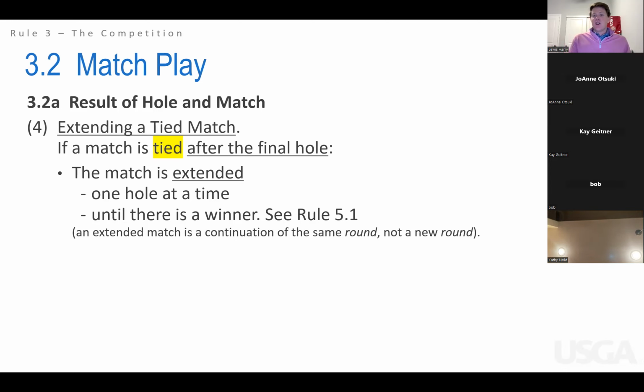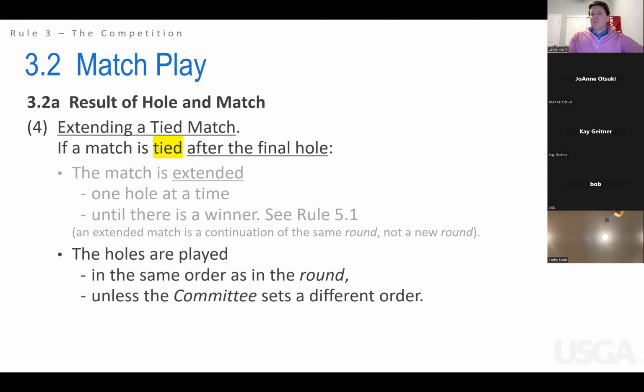An important thing to know about when we extend a match, unlike in stroke play, is that when we're extending a match that's been tied, it's still part of the same round. It's still the same match. In stroke play, when we go to a playoff, and we'll see this in 3.3, it's a new round. We're starting a brand new round. The last round is over. In match play, we're just continuing the same round. It's just a continuation of that same match.